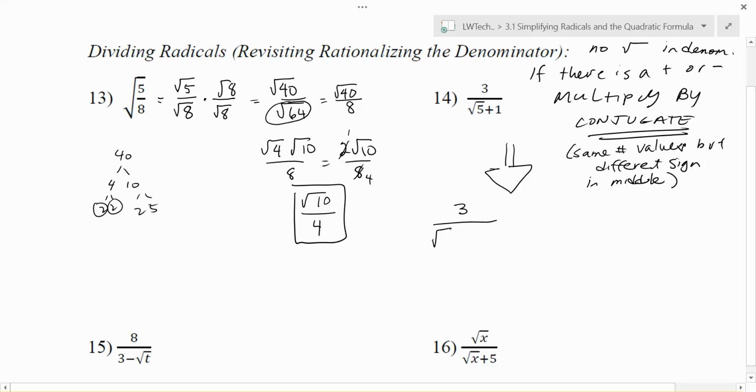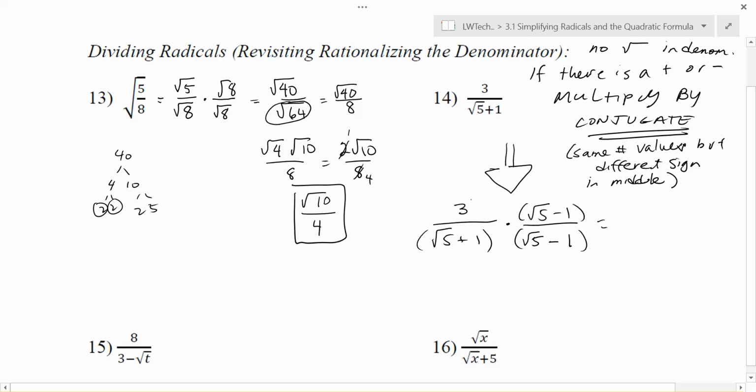Here we have 3 over radical 5 plus 1. So because I have a plus and a radical, in order to get rid of it, I'm going to multiply by its conjugate. The conjugate of square root of 5 plus 1 is square root of 5, instead of plus in the middle, I'm going to make it minus 1. If you do something to the bottom, because I want to multiply by 1, I also have to do that same thing on the top. Okay, so let's see what this does.